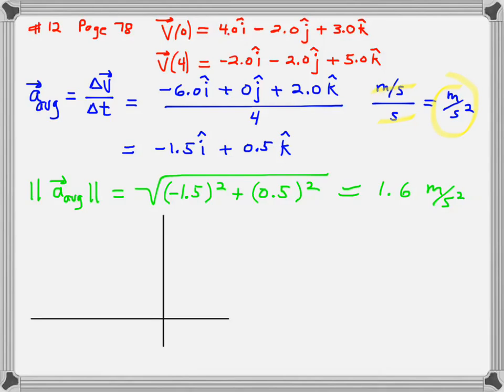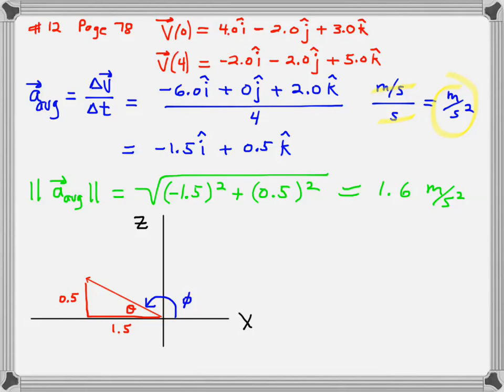Okay, at the bottom of the screen, the next question is, what angle does the average acceleration vector make with the positive x-axis? Since we're only in 2 dimensions, the vector only has an i component, which is in the x direction, and a k component, which is in the z direction. Negative 1.5i would be in the negative x direction 1.5 units, and positive 1/2 k would be in the positive direction. So there's our vector in red.